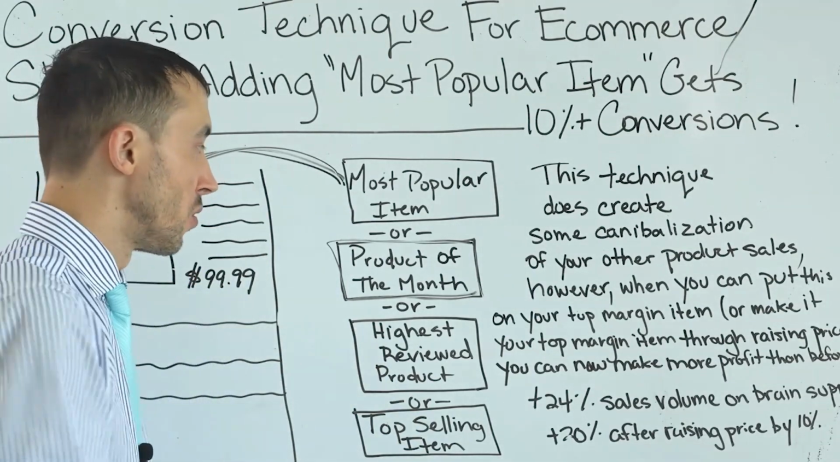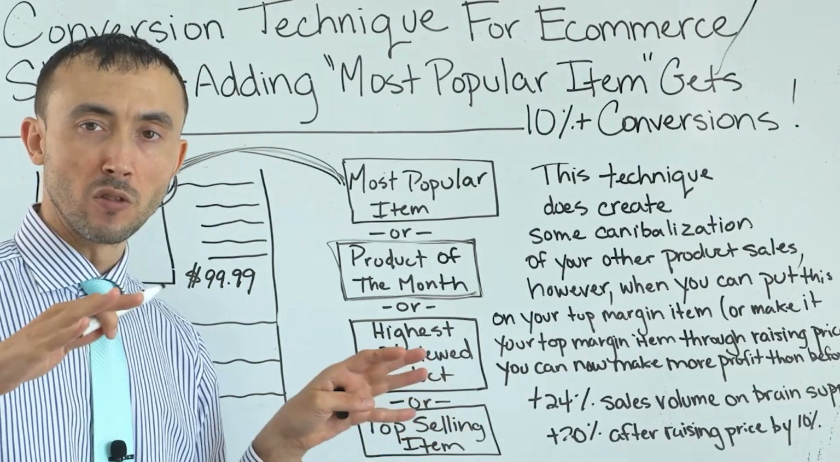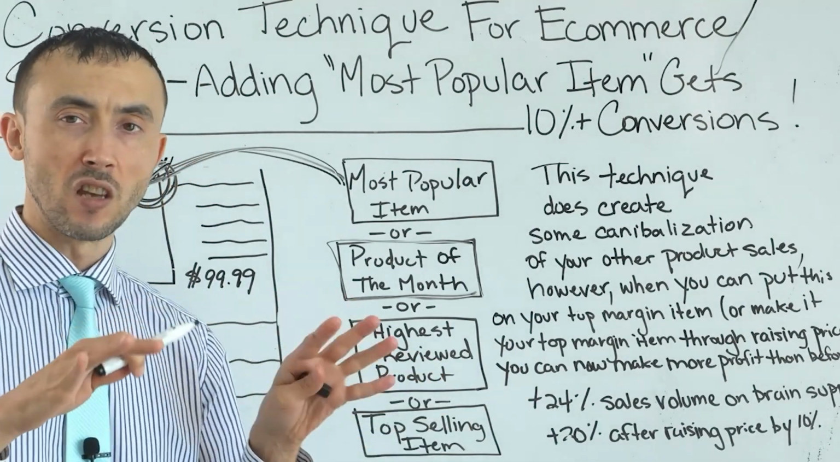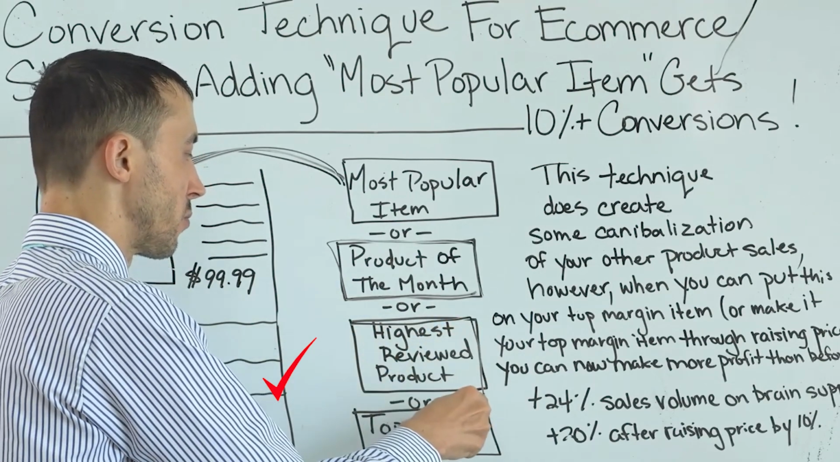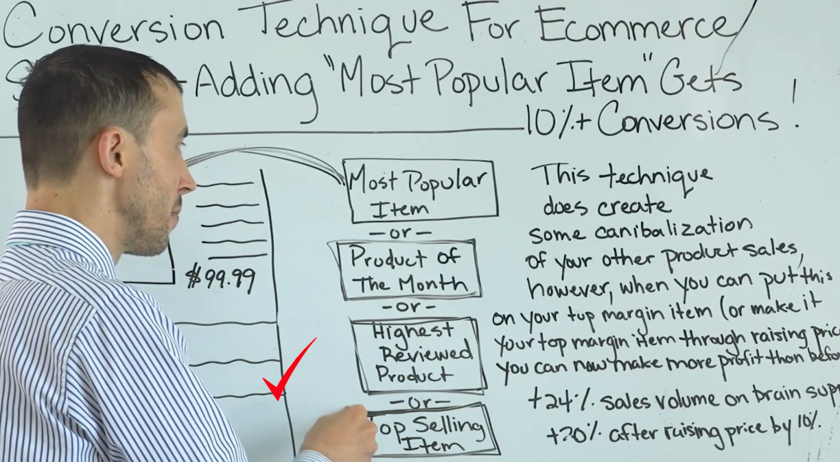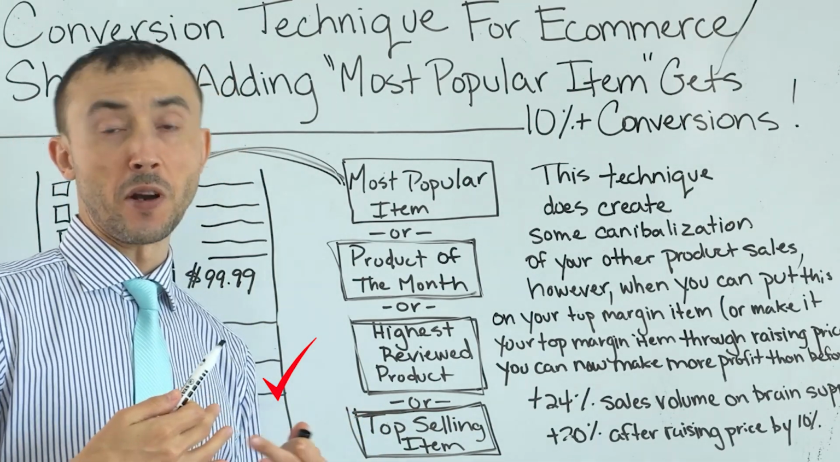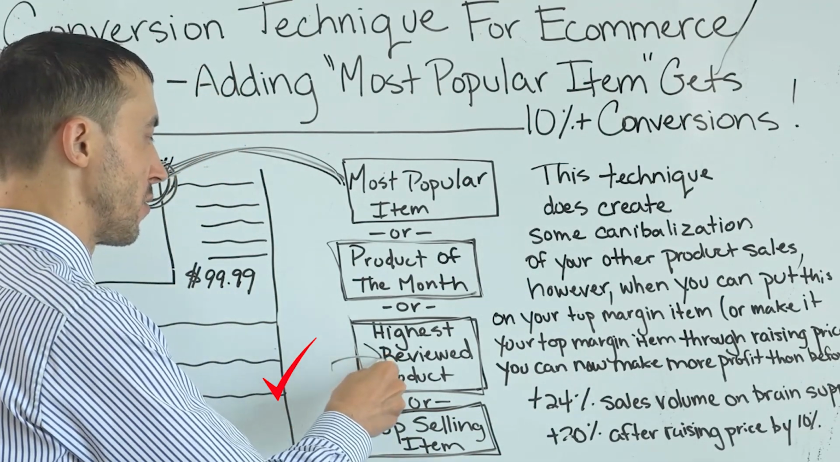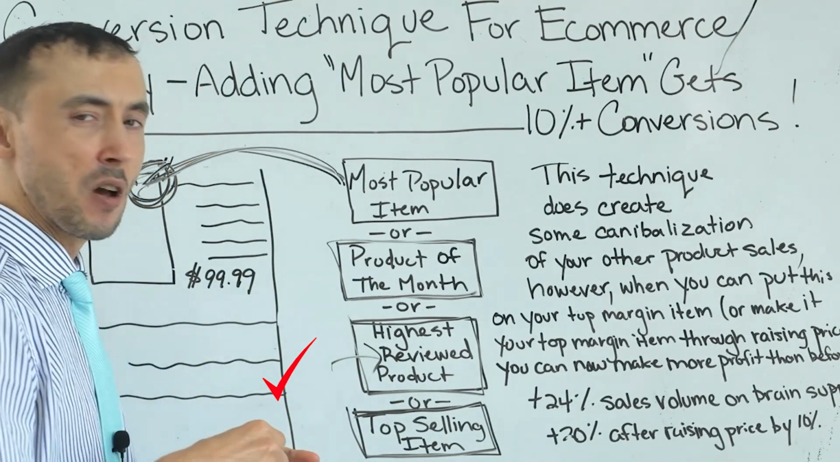In some cases, though, you should also try testing, and this should be like an ongoing split test, once you single out the item on your site where you want to get more out of the sales from that traffic. You could also try testing highest reviewed product or top selling item itself. So it's just different ways to phrase the same thing, except of course highest reviewed product, which is a little different than the other three. But you get what I'm trying to say here.